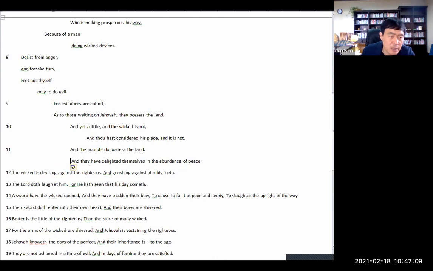So you can see the comparison between two elements here: the life of the wicked, and then the life of the righteous. Can you see it? And then also the wicked is devising against the righteous. Where does it belong? First, second, third. How do you think?